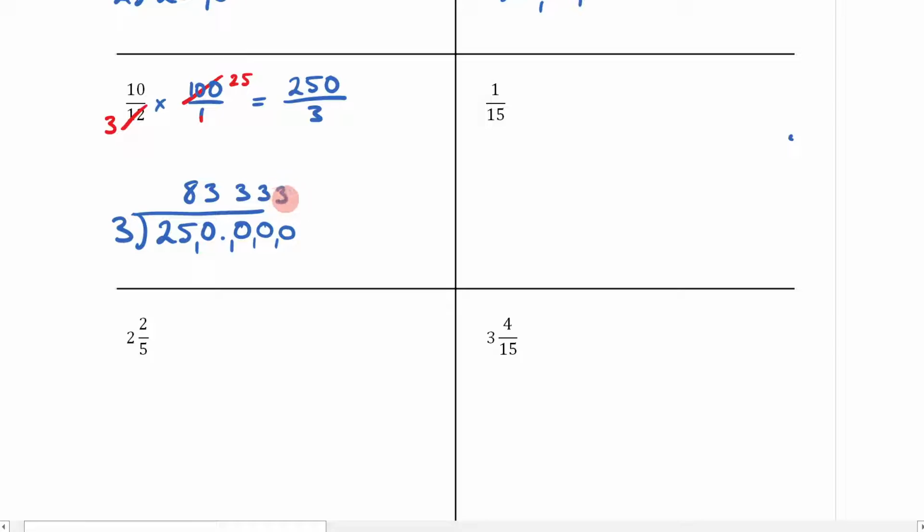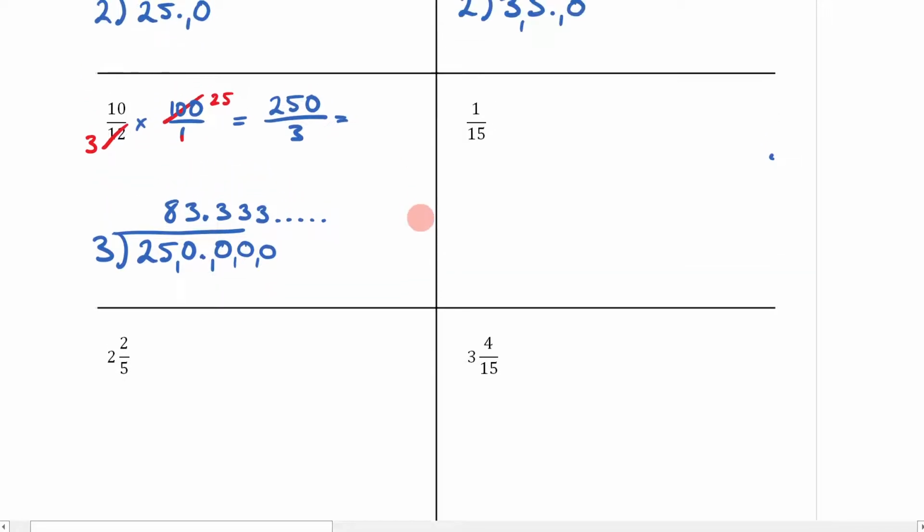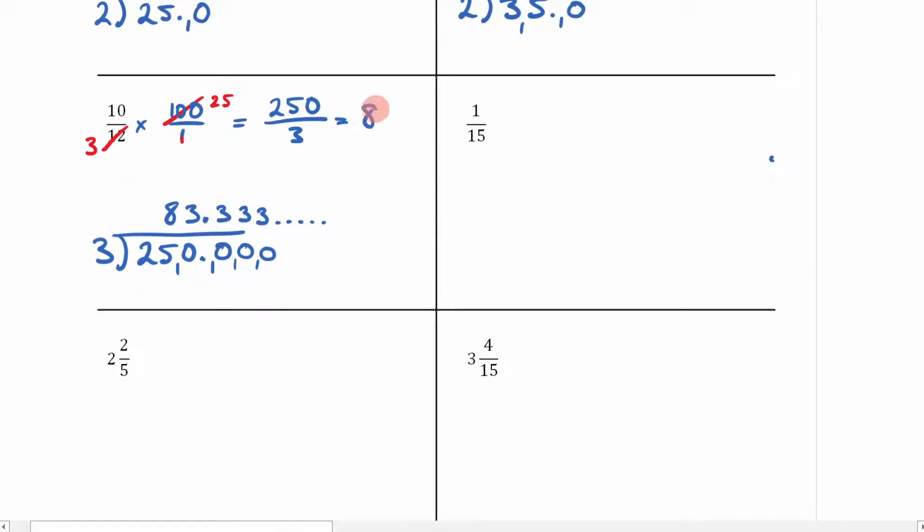Hopefully you can see what's happening here. I'm just going to keep getting 3s there. So remember to put your decimal point there. The fact that I have a decimal point here means I have a decimal point there. This is going to end up being 83.333 recurring. So what we're going to do is we're going to round it. We're just going to say it's 83.3% and leave it like that.